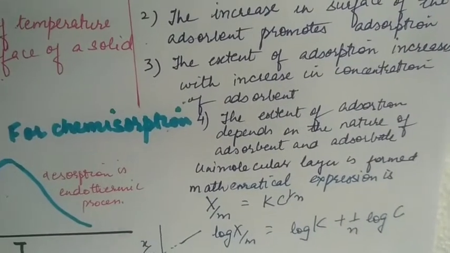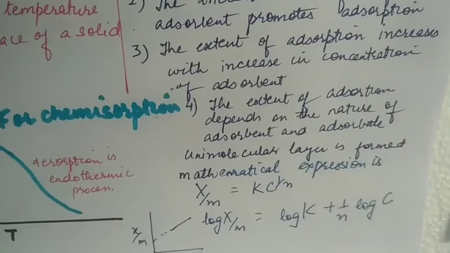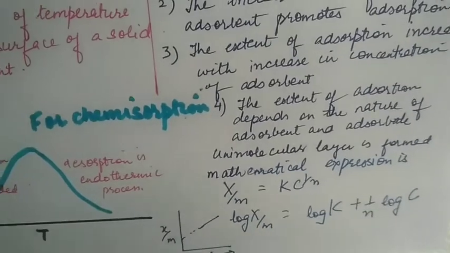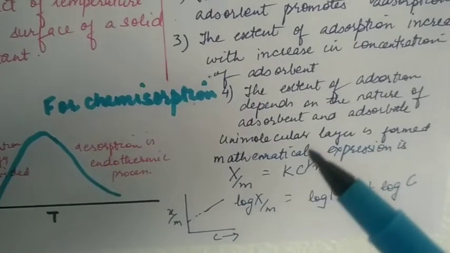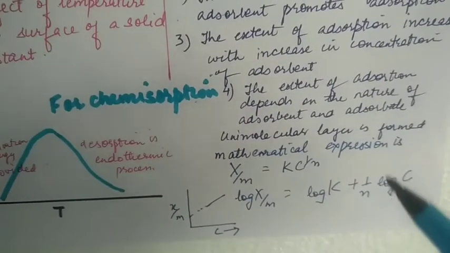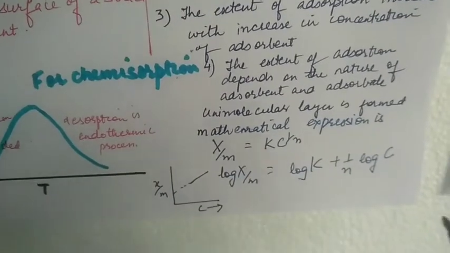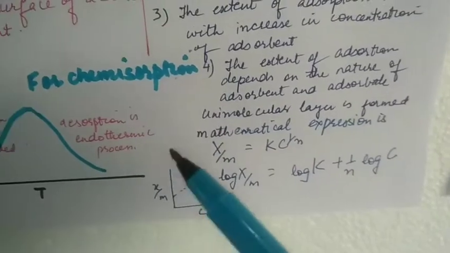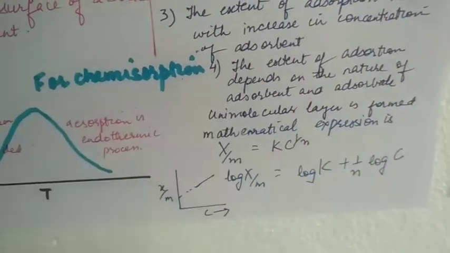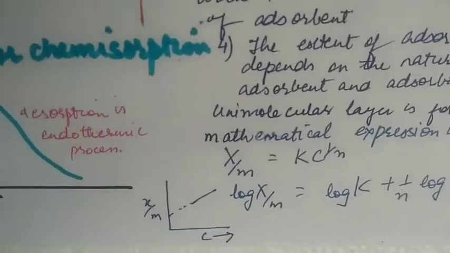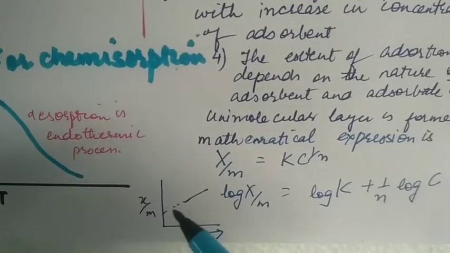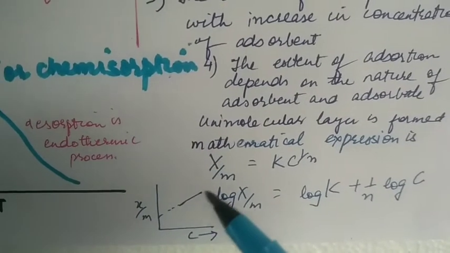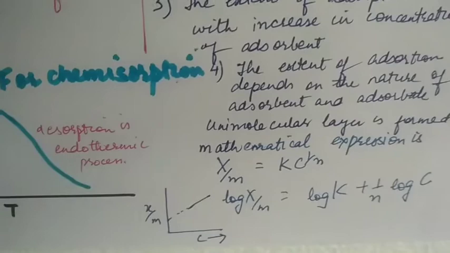Here also the extent of adsorption shows a proportionality relation, but instead of pressure we take concentration. So x by m is equal to k, a constant, into c raised to power 1 by n, or taking log you get the equation log x by m is equal to log k plus 1 by n log c. And if you plot log x by m against log c, you get a straight line. Extrapolated back, you get the intercept equal to log k and the slope of this line equal to 1 by n.